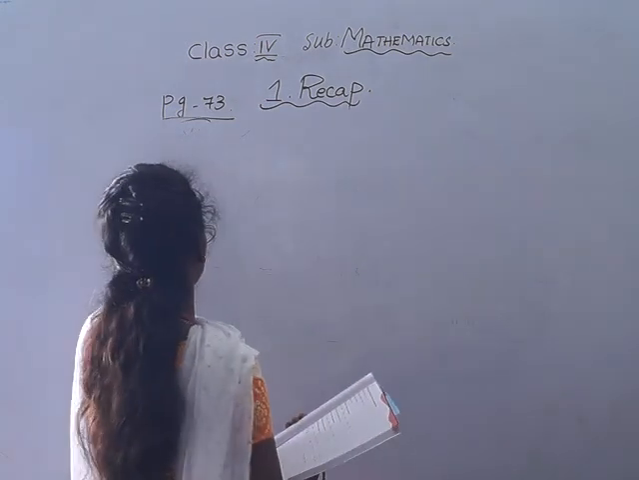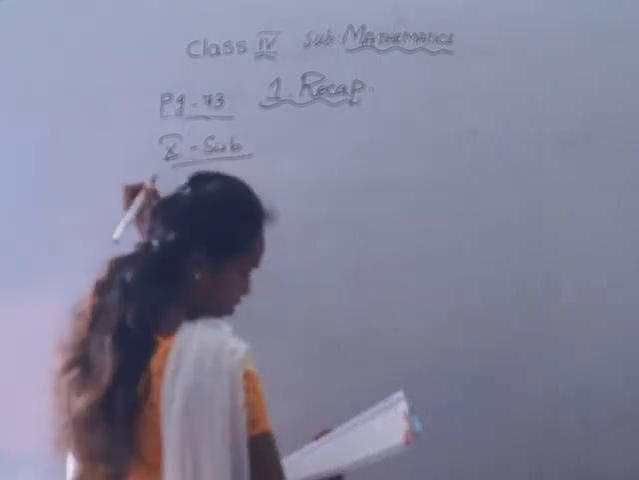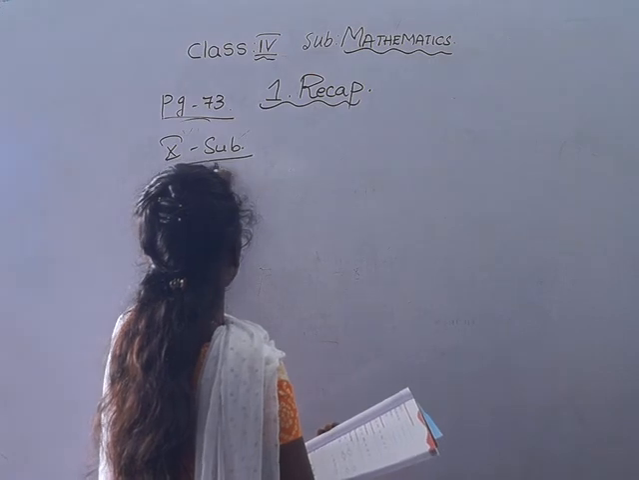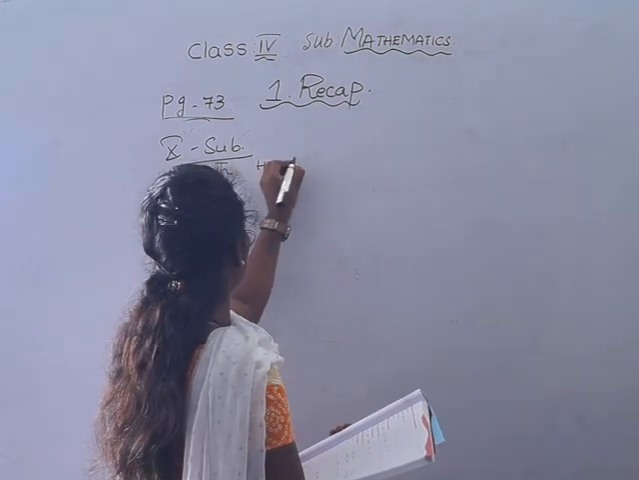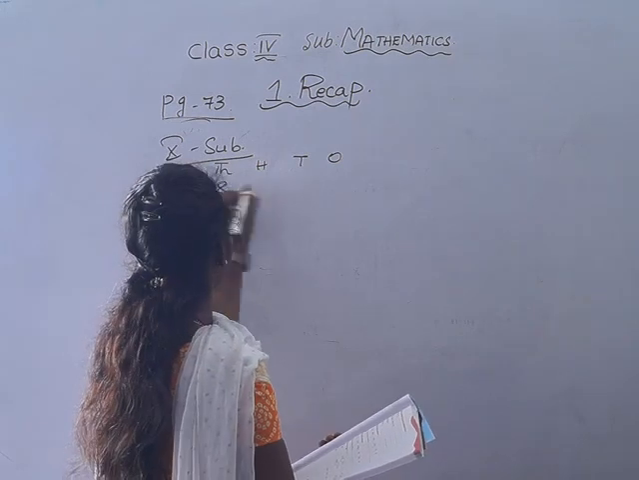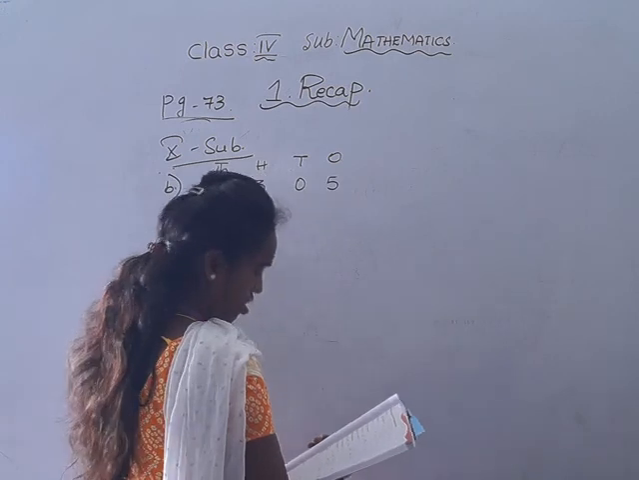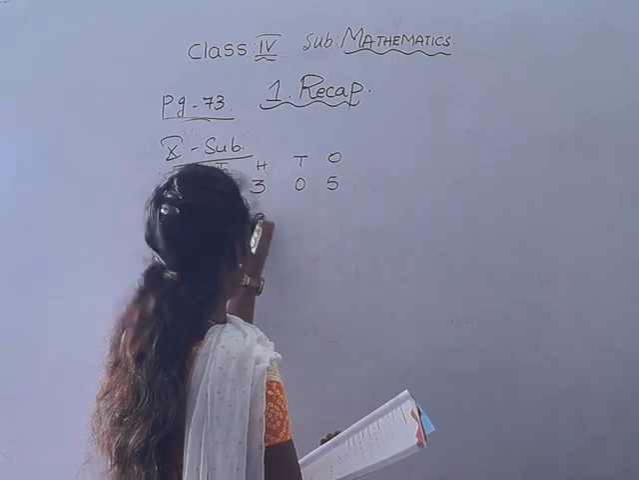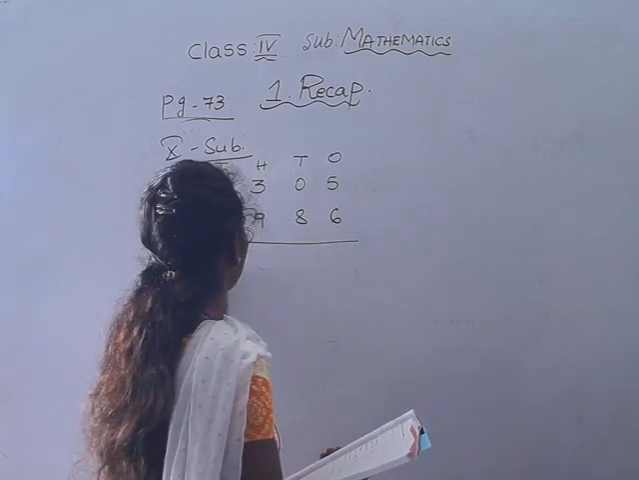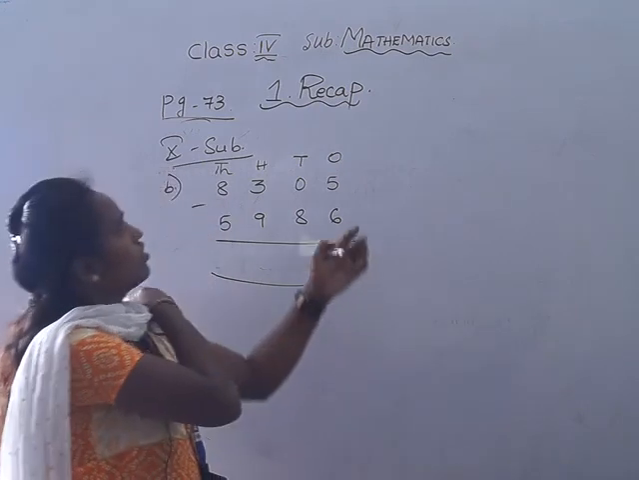Let's do subtraction. Children, once see the question. Don't forget to keep place values: thousands, hundreds, tens, ones. 8,305 minus 5,986. Come on children, do it now.